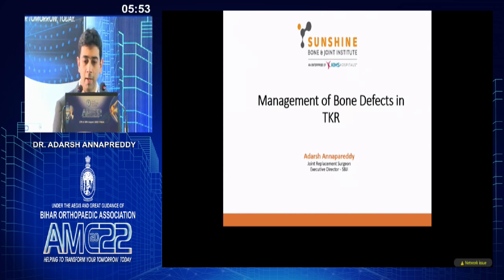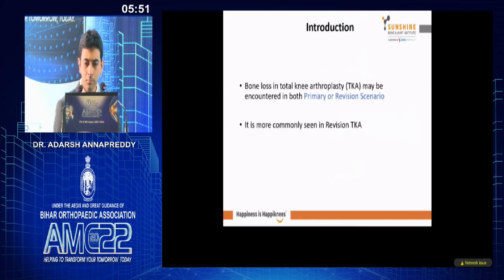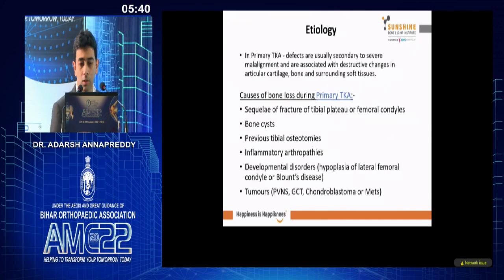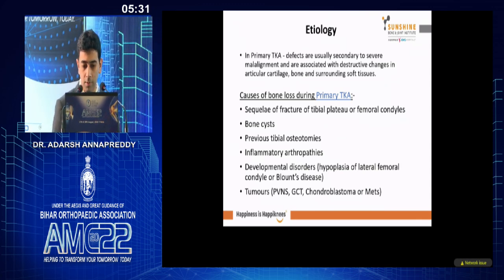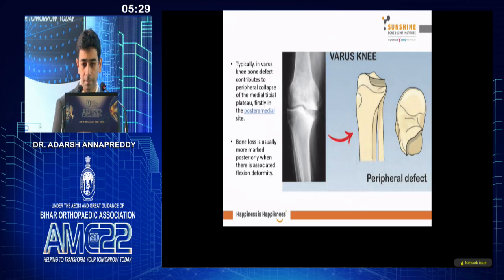So speaking about management of bone defects in TKR, just for the delegates, I'm going to go quite simple. First of all, you need to know that bone loss in TKR can happen both in the primary and the revision scenarios, but it's most commonly seen in revisions. So what's the etiology? In primary TKR, it can be one of many things. It could be a sequelae of fracture of the tibia, bone cysts, previous osteotomies, inflammatory arthropathies, and tumors as well.